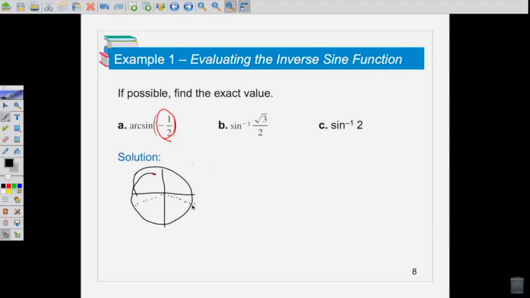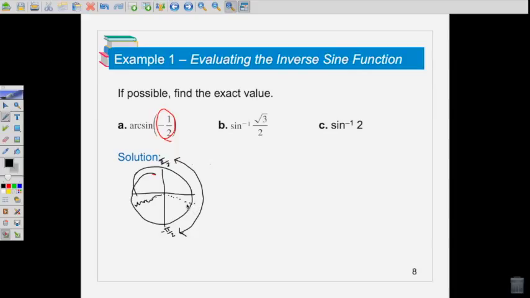Well, I know that the inverse function is restricted between negative pi over 2, which would be rotating down this way to here, as well as pi over 2. So my inverse is restricted to these two quadrants, the negative quadrant down here and the positive quadrant up here. So I don't want to look at this one. Okay, I just want to focus on this one. How could I define this particular angle?